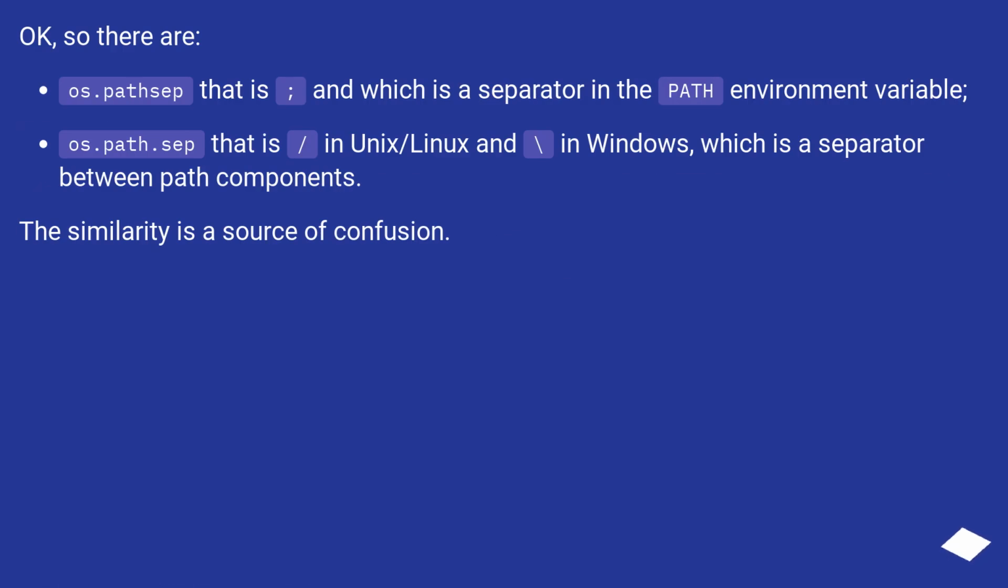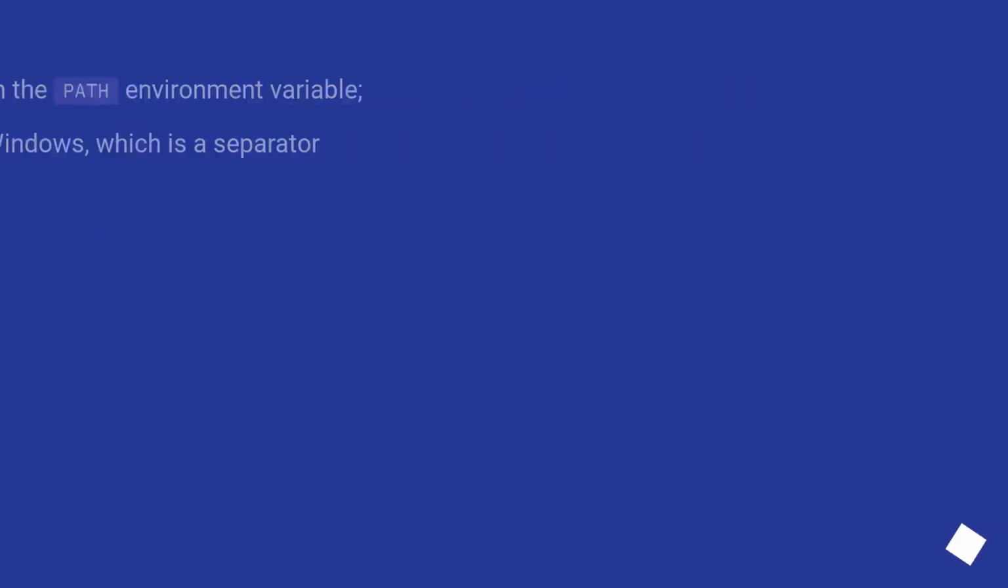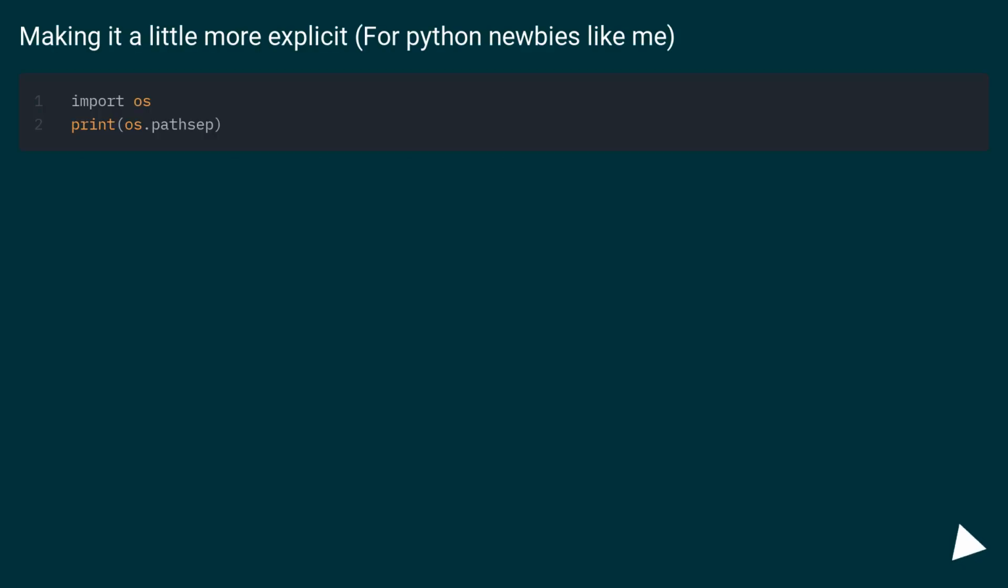Okay, so there are os.pathsep, that is, a separator in the path environment variable, and os.path.sep, that is, in Unix/Linux and in Windows, which is a separator between path components. The similarity is a source of confusion. Making it a little more explicit, for Python newbies like me.